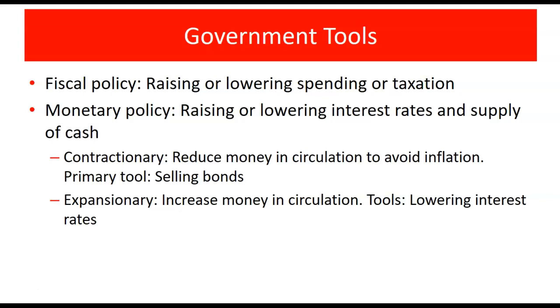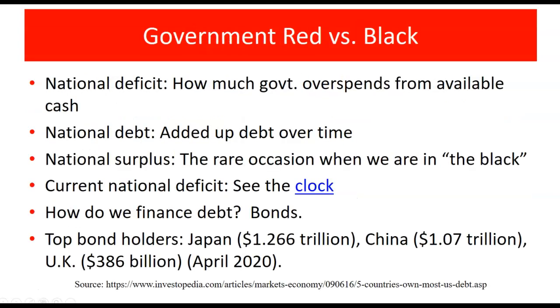Expansionary, more money in circulation, potentially more inflation, but also the intent of getting us out of a particular economic crisis. We talk about the red and the black. The national deficit is meaning we're overspending. If you're in the red, it means you're in debt. So if you're overspending over time, you are in red, you are in debt.